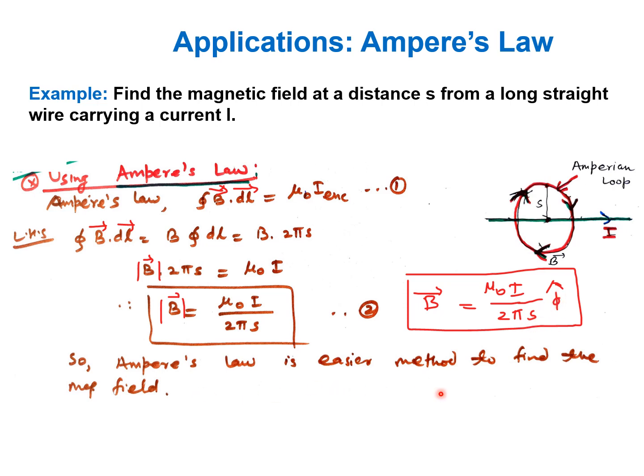So Ampere's law is an easier method to find the magnetic field, as we have seen that with the Biot-Savart law we have to do a lot of trigonometry and geometry to find this relation.